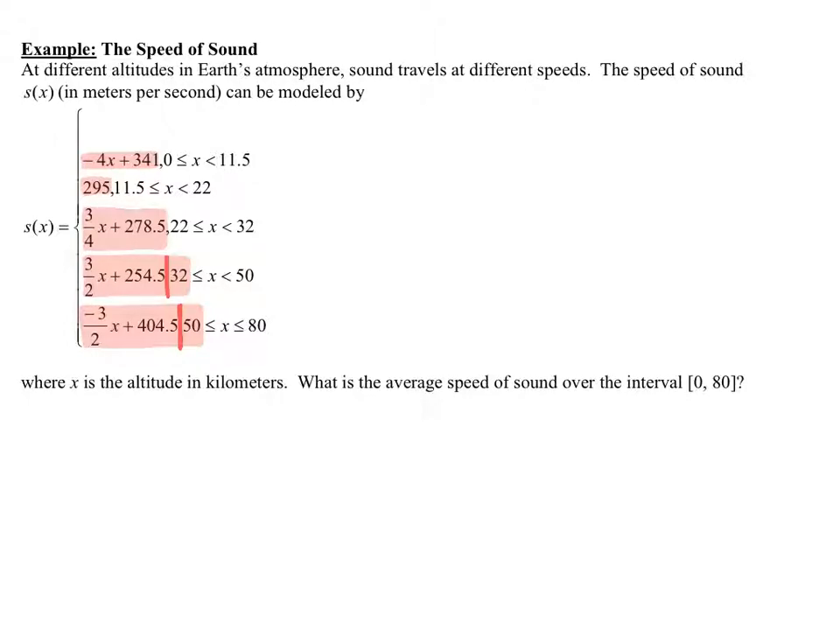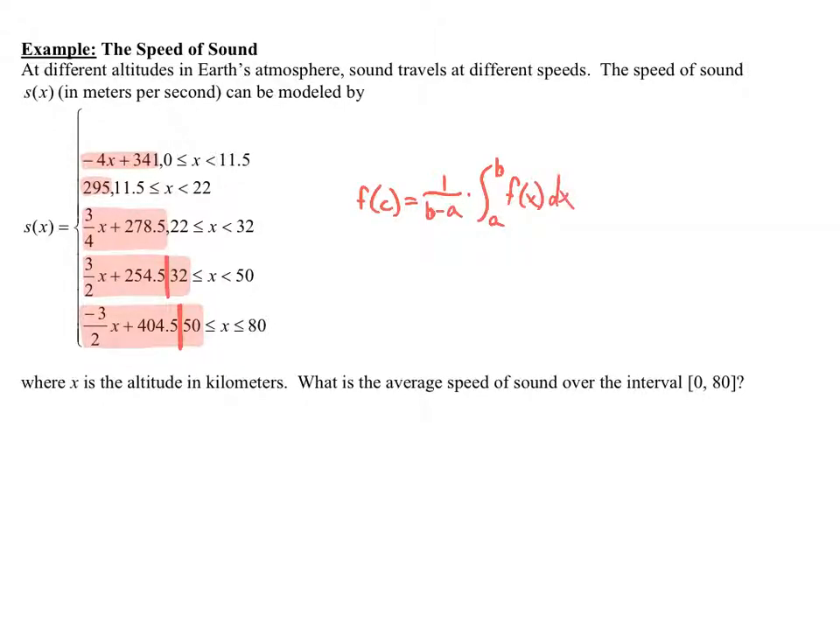That's why they have to wear pressurized suits when they get up high enough. But anyways, notice here it says, what's the average speed of sound over the interval from 0 to 80? Up to 80 kilometers off the Earth's surface, what's the average speed of sound? The average we just said was f of c, and that's going to equal 1 over b minus a times the integral from a to b of f of x dx.